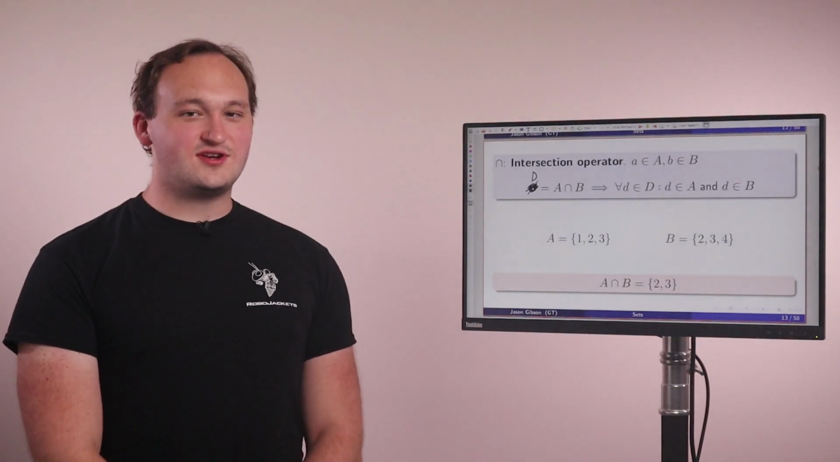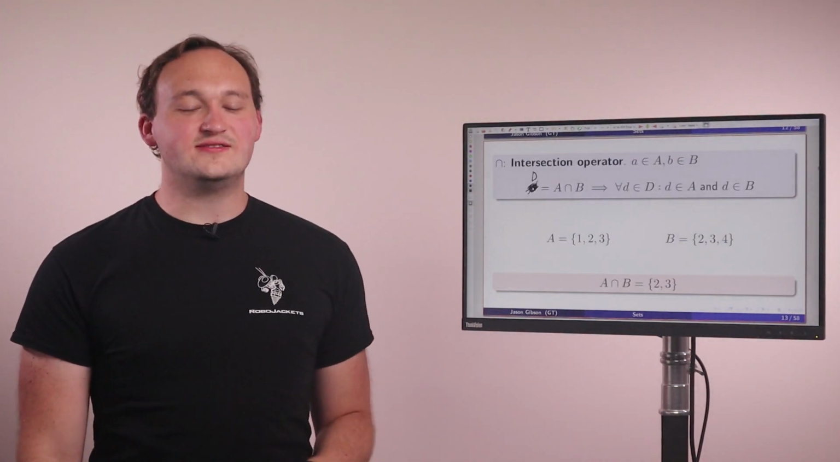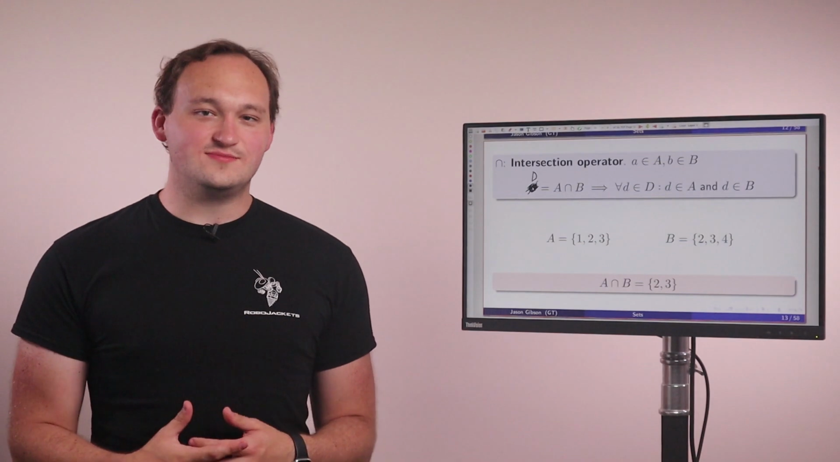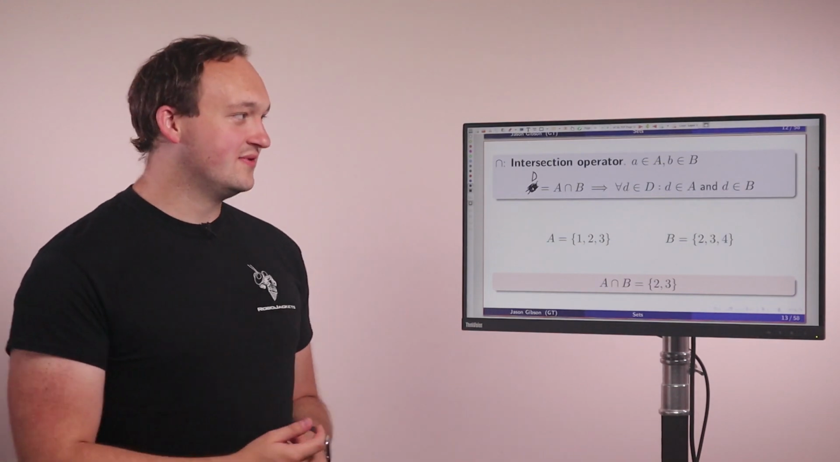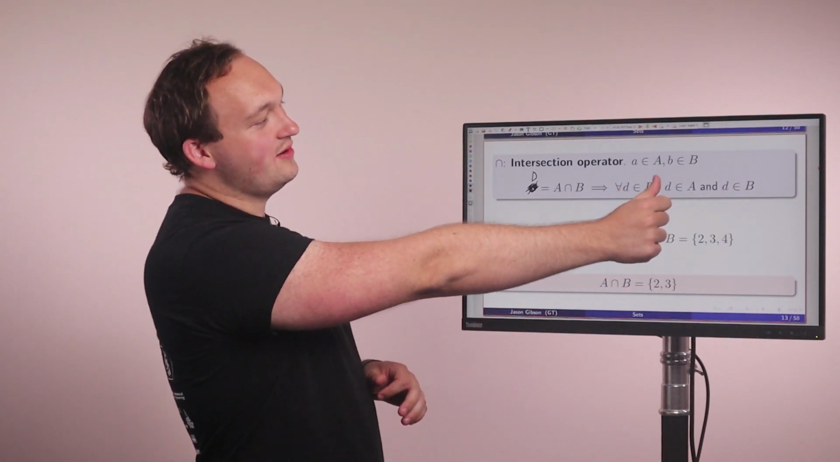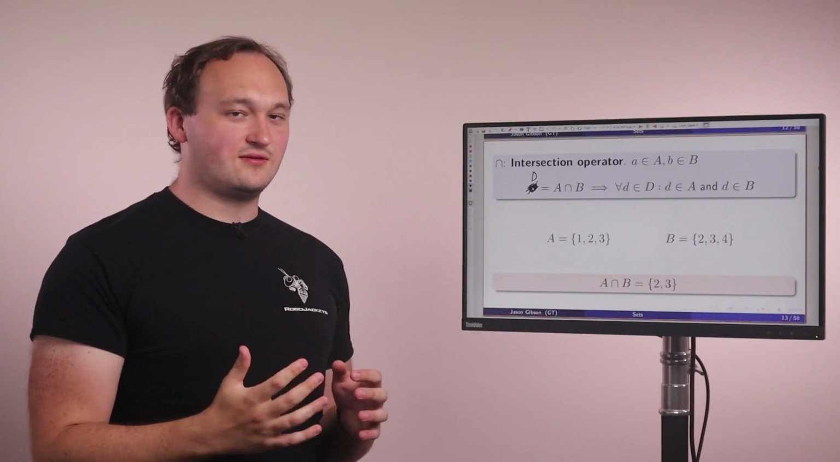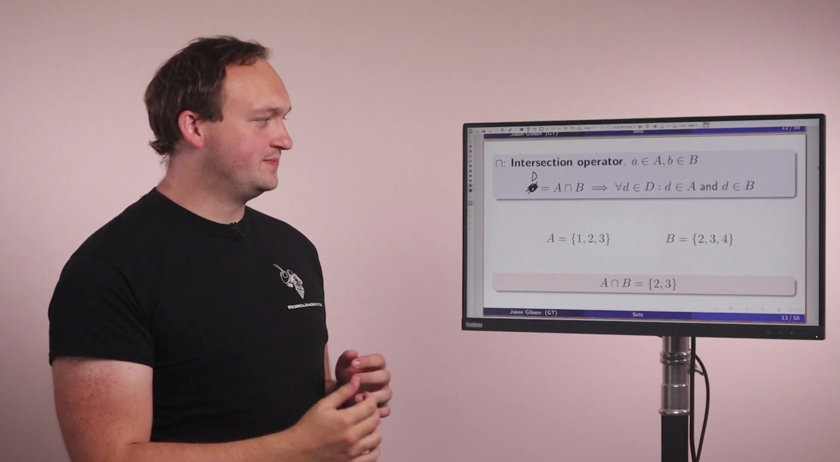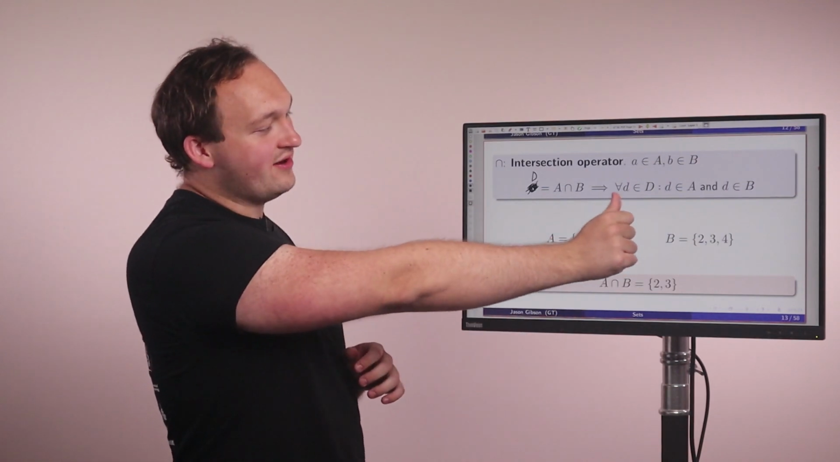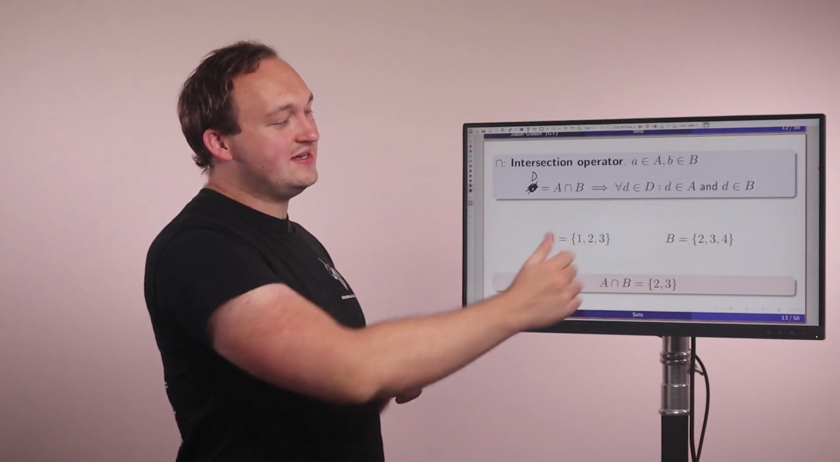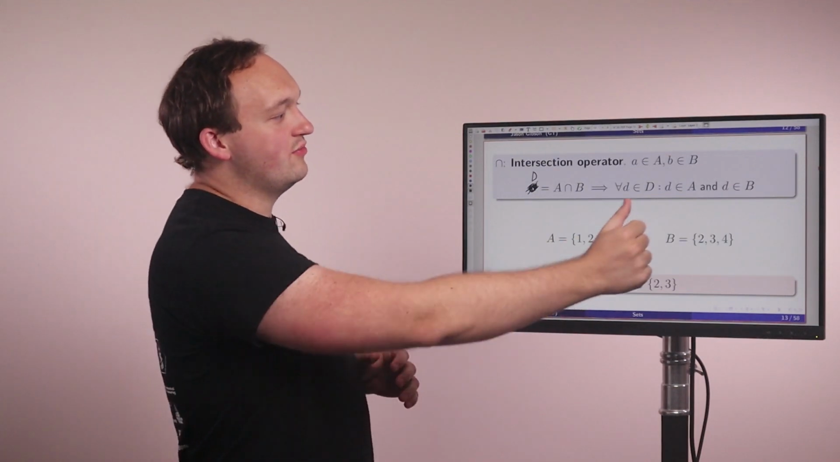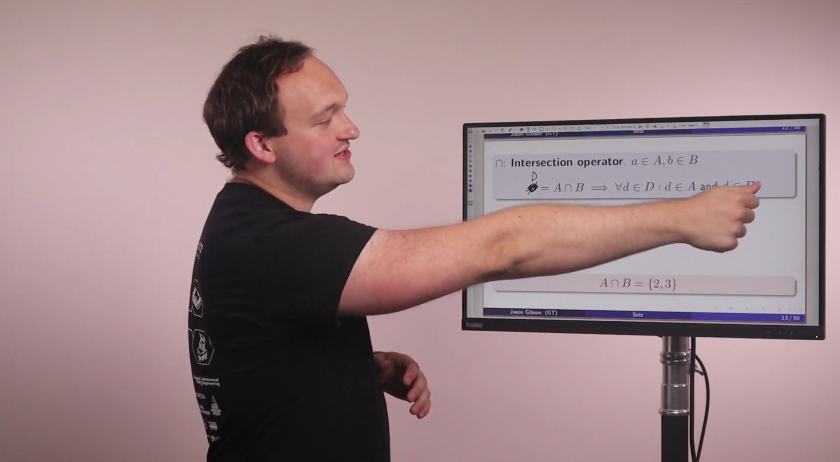So next we have the intersection operator, and the intersection operator defines essentially what are the common elements between two sets A and B. So we have an element A in A, an element B in B. That element is only in the intersection if it is in both. So essentially that means for every element D in our set that combines the two, we have that D is in A and that D is in B.